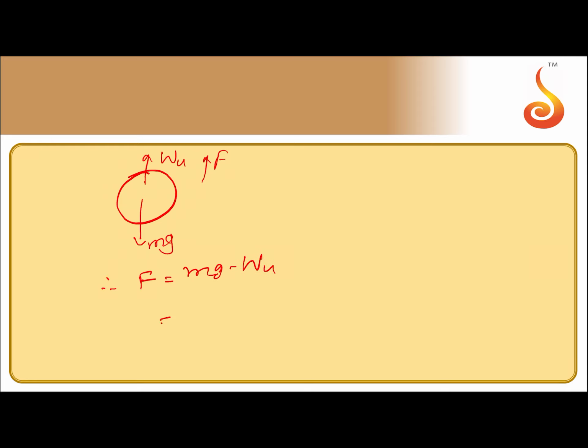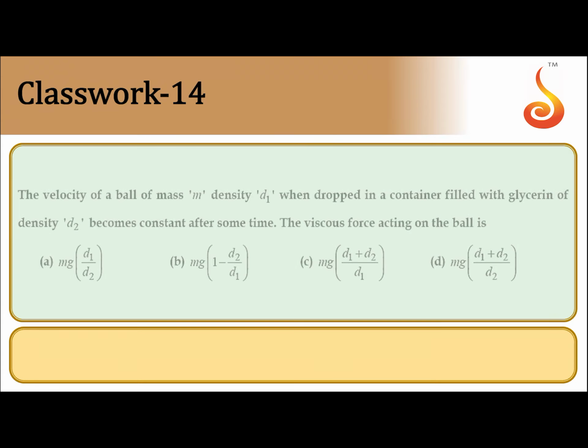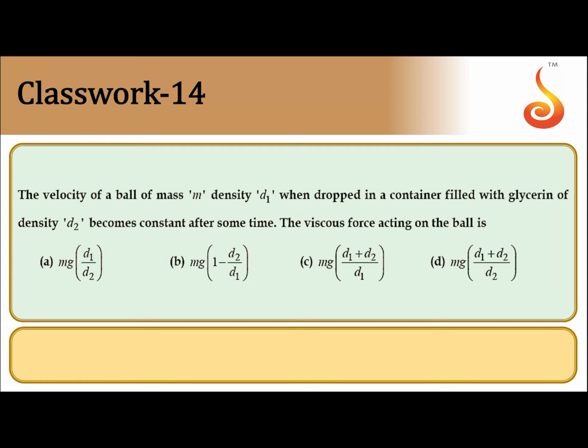Yes. And do you know how to simplify this? mg minus upthrust, or mg into 1 minus d2 divided by d1. This is nothing but the density of the liquid, and this is the density of the solid. You may wish to recall that this is given by mg into 1 minus sigma divided by rho, and hence mg into 1 minus d2 by d1 is the viscous force acting on the object. Simple problem.